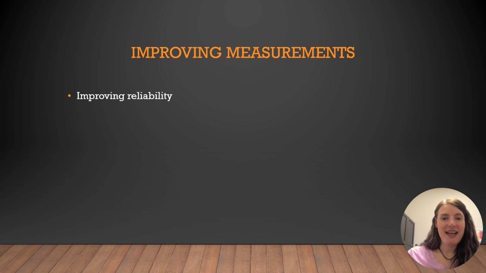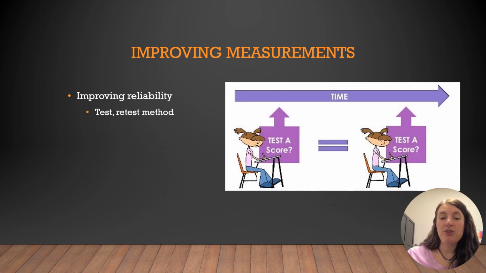Okay, last two slides before we finish this whole module. How can we improve our reliability and our validity? There are several different ways to improve reliability and validity, but I'm only going to focus on two of the most common. To improve reliability, you can use the test-retest method. This means that you ask the same questions at the beginning of the survey and at the end to ensure that you're getting the same results each time.